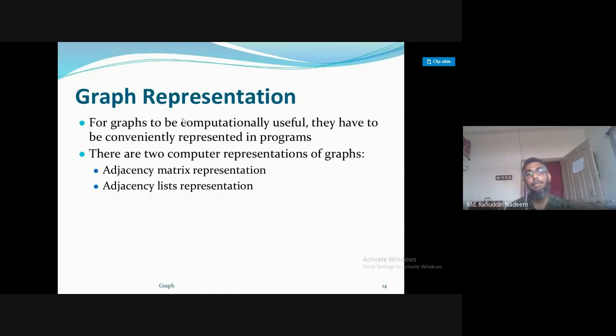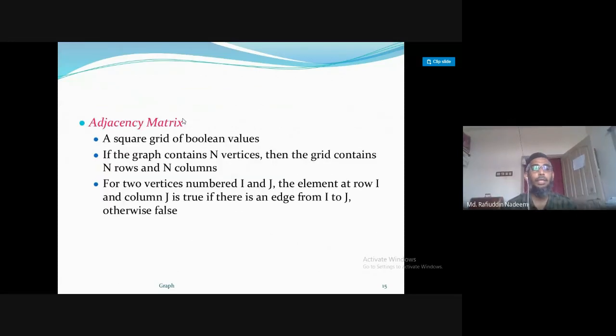One is adjacency matrix representation. The other one is adjacency list representation. So what are these two here? The adjacency matrix representation is a square grid of Boolean values. An adjacency matrix is a square grid of Boolean values.